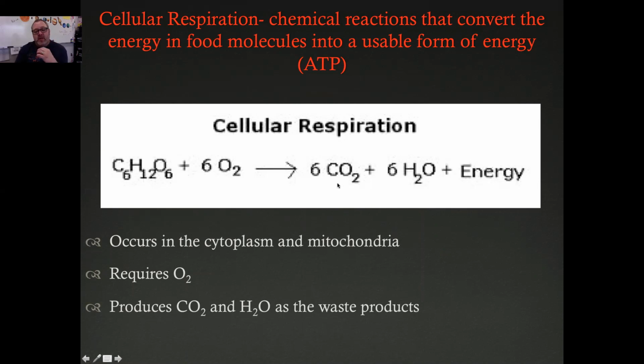Carbon dioxide will get used again, and the H2O, or the water molecules, are going to be released through the stoma on the leaf, okay? This is happening in the mitochondria. It requires oxygen. It produces CO2 and water as the waste products.